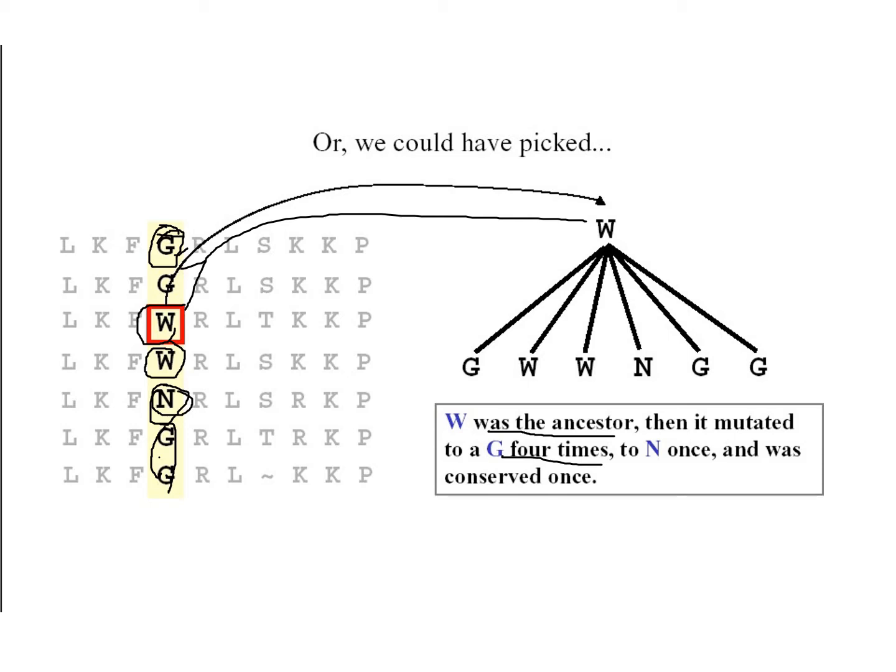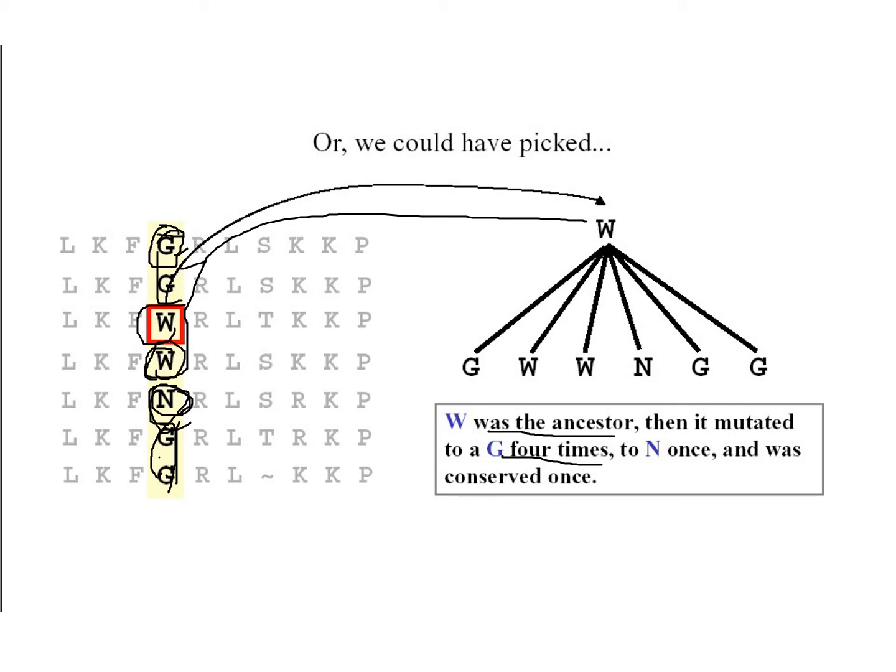In case we take N as the ancestor, it mutated to G 4 times, as you can see 4 Gs, and then it mutated to W twice, and nothing was conserved. As you can see, there are no other Ns present here. So this is how we take any of these: we just pick any of these sequences or base pairs and compare with the others.